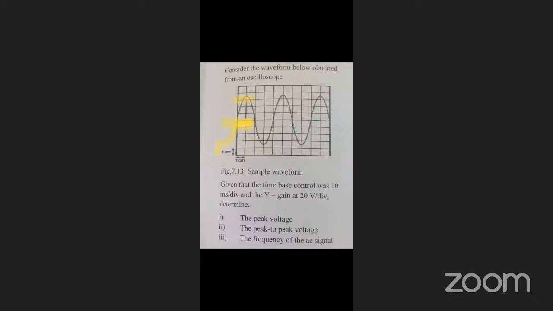Tuko pamoja hapo vijana? Yes. So itakuwa 3.5 divisions multiplied by 20 volts per division. So what is the answer? 70 volts. Tuko pamoja hapo vijana? Yes. Then we go to peak to peak voltage.